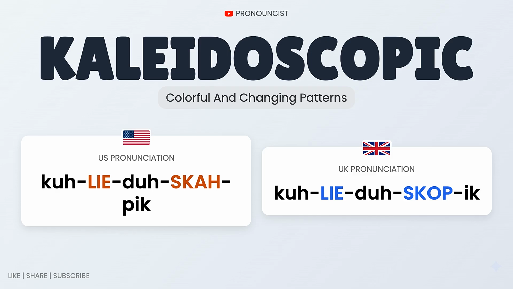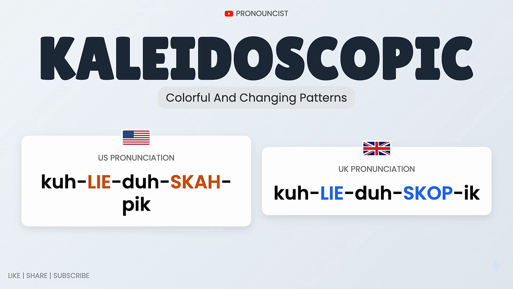K, lie, d, sk, pic. Kaleidoscopic. K, lie, d, sk, pic. Kaleidoscopic. Now, let's focus on British pronunciation of this word.